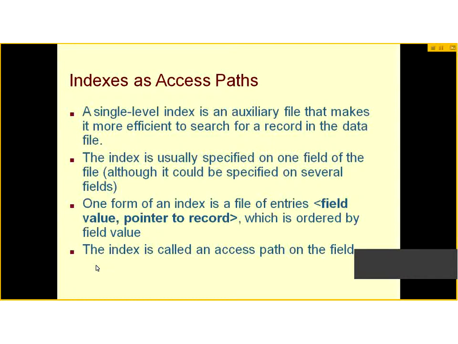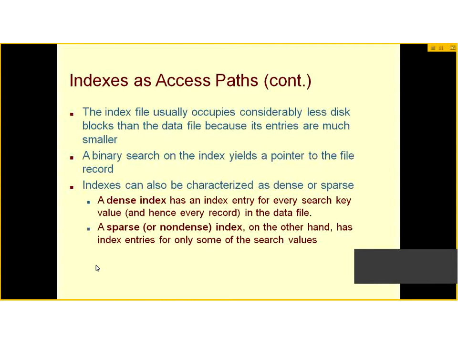So also indexes. What are indexes? A single-level index is an auxiliary file that makes it more efficient to search for a record within a file. It is specified on one field of the file, but it can be specified on several fields as well. One form of the index is a file of entries, field value and pointer to the record, which is ordered by field value. The index is called an access path on the field. The index file really occupies considerably fewer disk blocks than the data file because entries are much smaller.